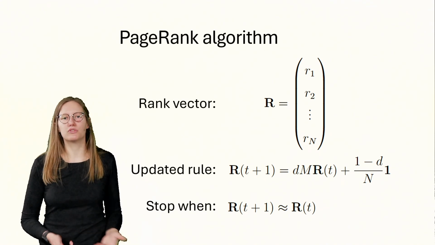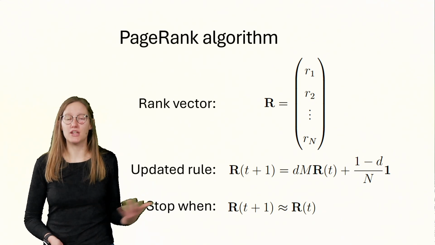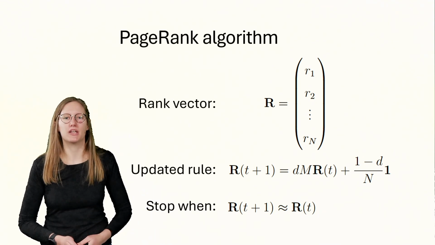Once the scores have converged to a final value, we can then rank our pages accordingly, with the page with the highest score being the highest ranked page, and so on.